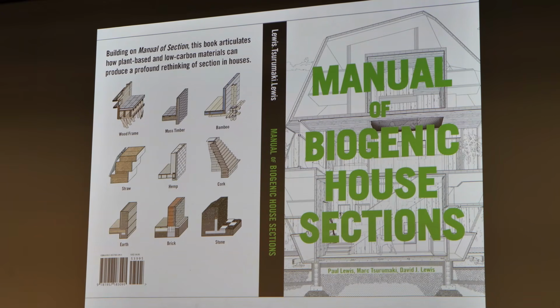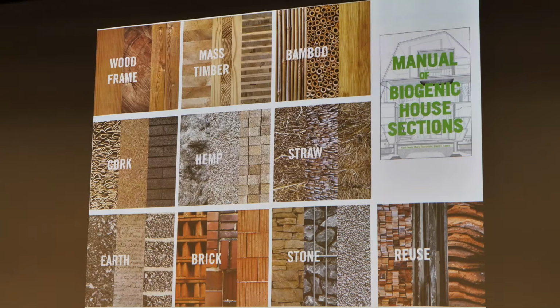This book, I think, is equally, if not more important than the manual section. It's Manual of Biogenic House sections. It's focused around 9 materials, but I'm going to begin with the last thing before I return to the materials. Because as you probably have heard, the most sustainable building you can build is the one that's already built. It's the one that you're reusing the materials that are there.